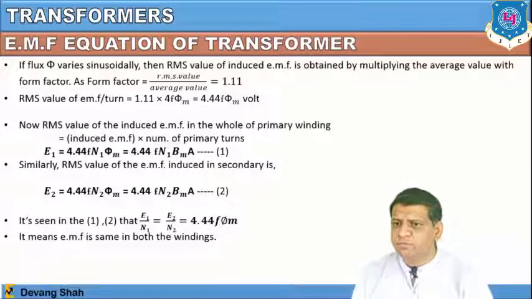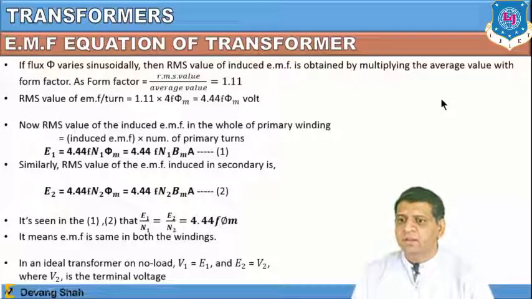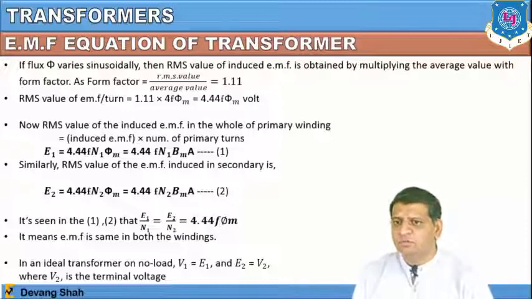Now we are taking the ratio of equations 1 and 2. You can see here E1 by N1 is equal to E2 by N2, and that is equal to 4.44 F into phi m. It means the EMF per turn is the same in both windings. In an ideal transformer with no load, V1 is equal to E1 and E2 is equal to V2. That means the applied voltage V1 is the same as the induced voltage E1 in the primary winding. In the same way, the induced EMF in the secondary winding E2 is the same as voltage V2 appearing across the load if it is an ideal transformer, right?